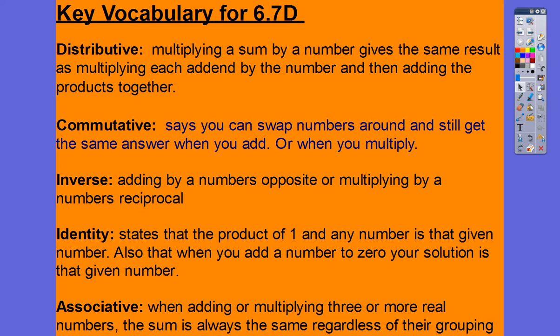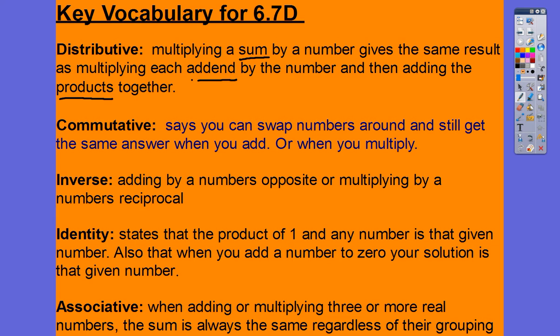So the distributive property: multiplying the sum of a number gives the same result as multiplying each add-in by the number and then adding the products together. There's a lot of vocabulary in that definition. So I would ask them, what does the word sum mean? And of course they would tell you that that's an addition problem. Okay, well, it gives the same result as multiplying each add-in. What's an add-in? And they would need to tell you that an add-in is one of the digits that's being added to another. Okay, and then by adding the products, well, what does products mean? Products would be multiplication. Okay, so they can kind of see where this is coming from.